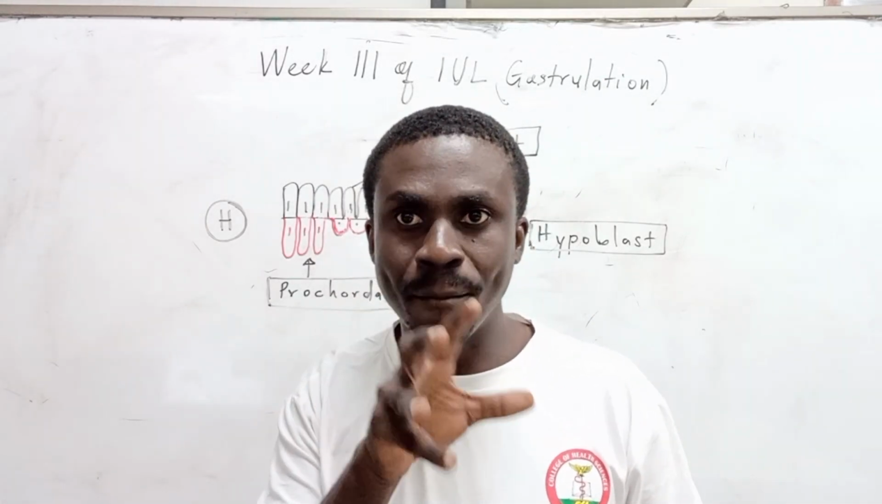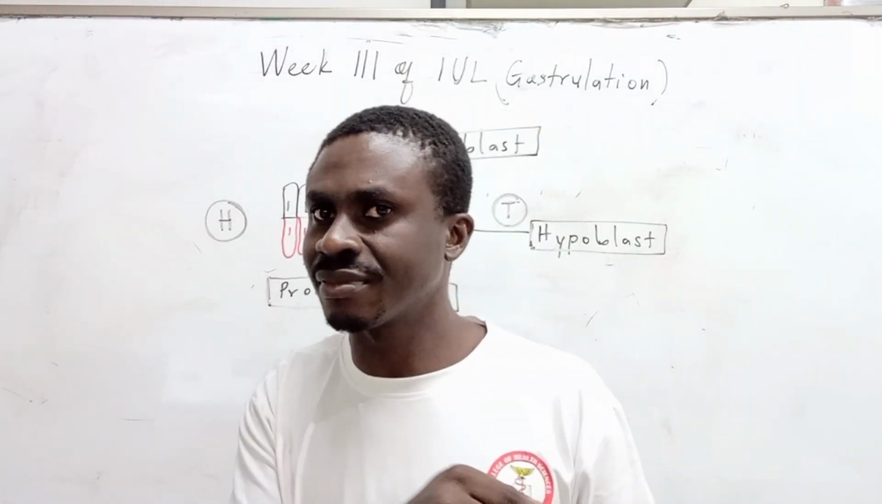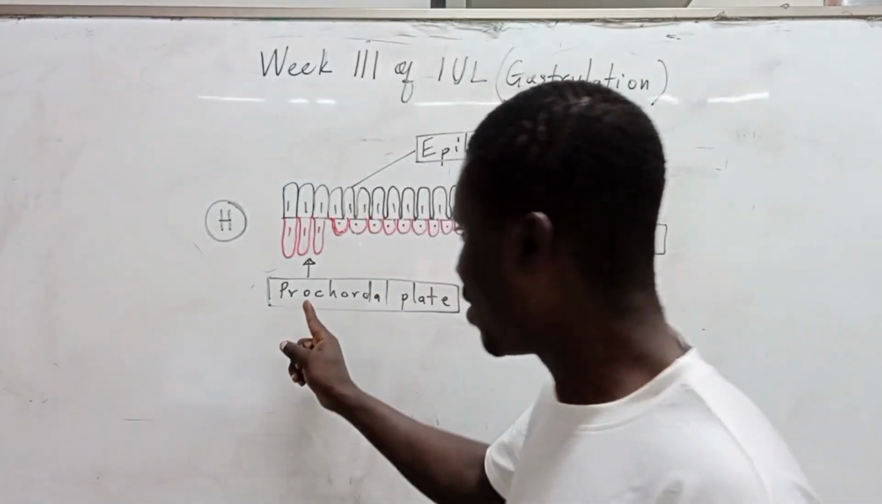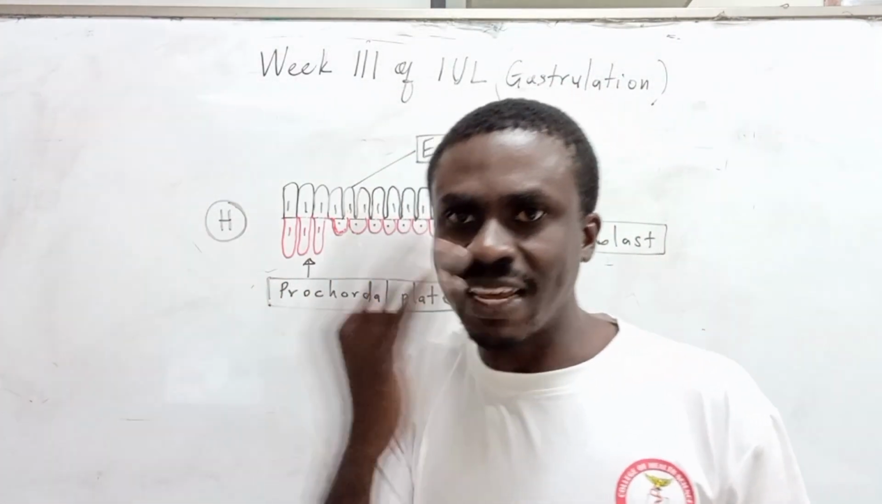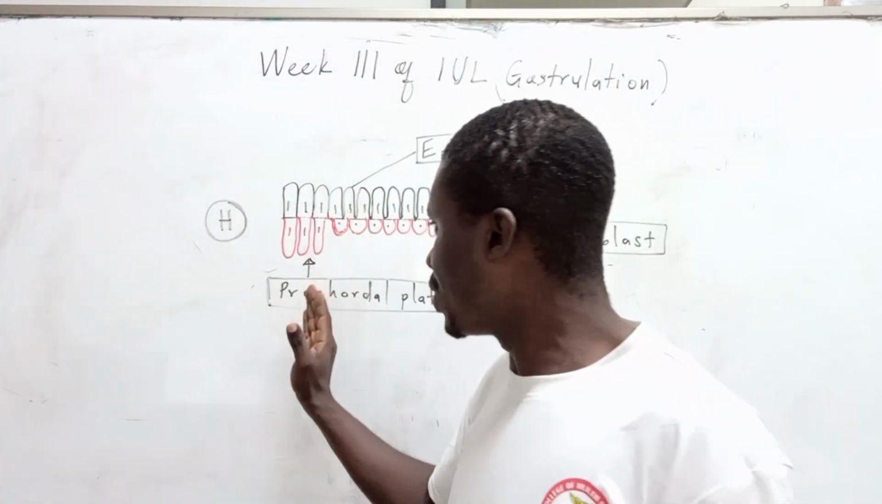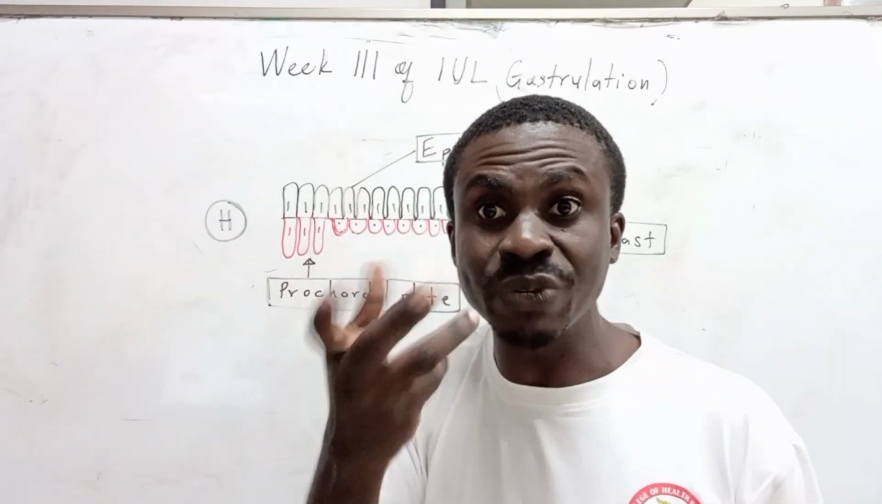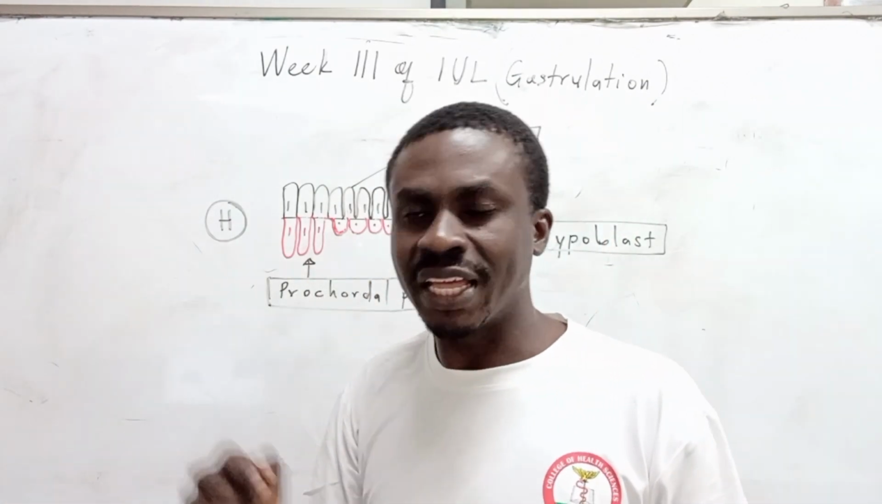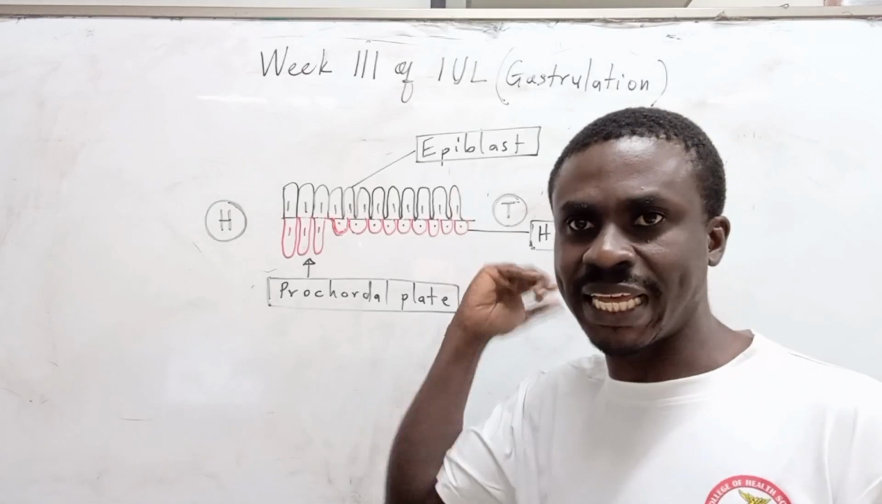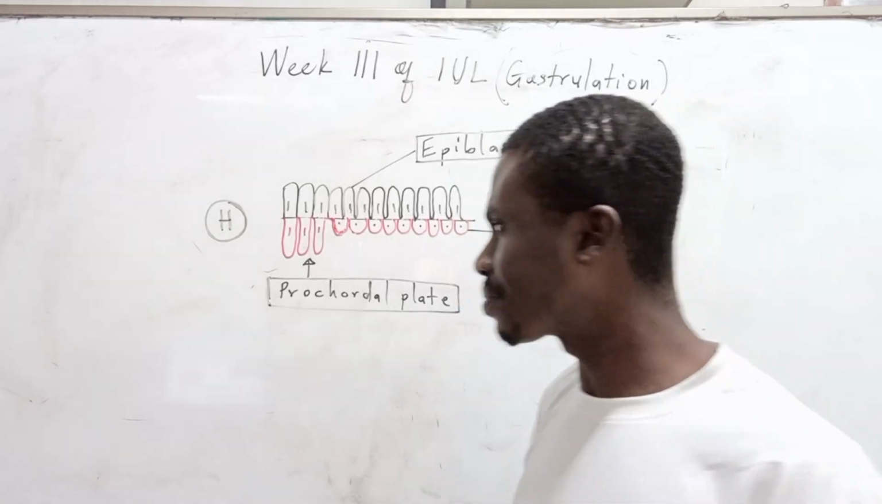The future mouth of the embryo. Yes, so that is one thing. After all, that's the cranial end, the head end. That's where we have the mouth. So this procaudal plate will eventually become the future mouth of the embryo. And therefore, we have the opposite end, being the tail end. Yes, that's what we see.